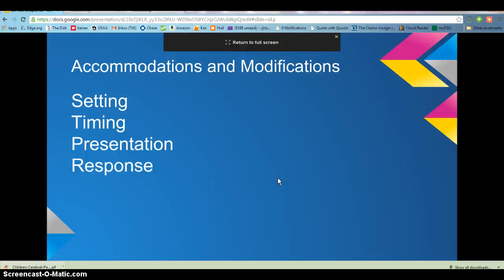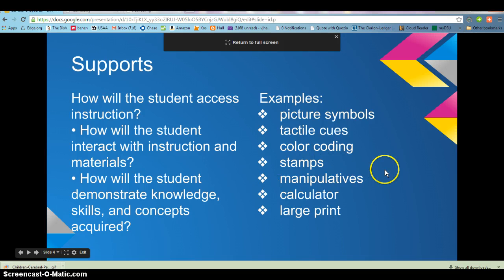And then response. Can he do it in writing? Can he do it by motion? Can he do it by facial expression? All of these are accommodations. And then supports. In the supports, we ask 3 questions.